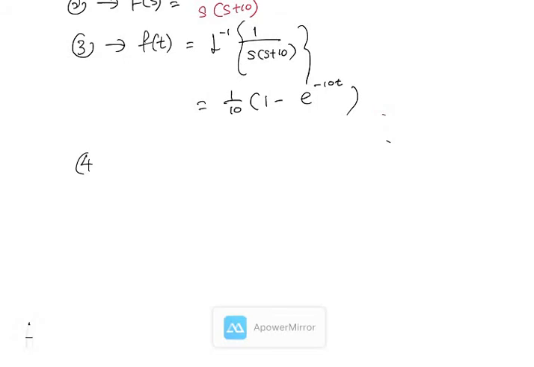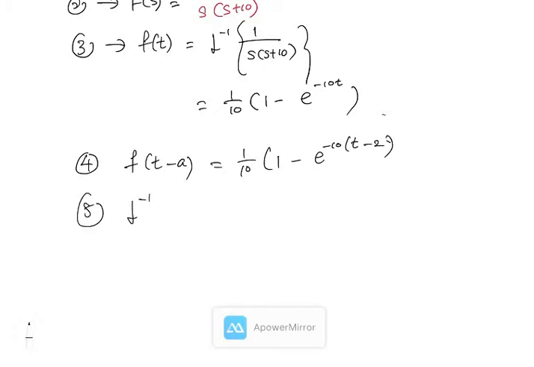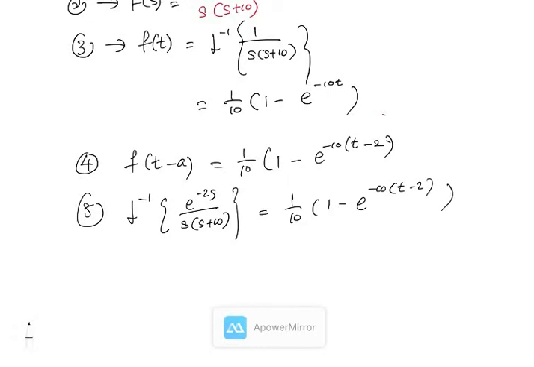So step number 4, in the f(t), t we substitute with t minus a. Here we can get 1 over 10, 1 minus exponent minus 10 (t minus 2). And step number 5 is the inverse Laplace transform of this whole equation. We can get 1 over 10, 1 minus exponent minus 10 (t minus 2). Then the last step is we top up with the u(t minus 2). This u(t minus 2) should follow the t here. Alright.